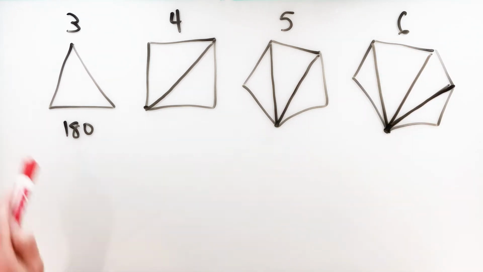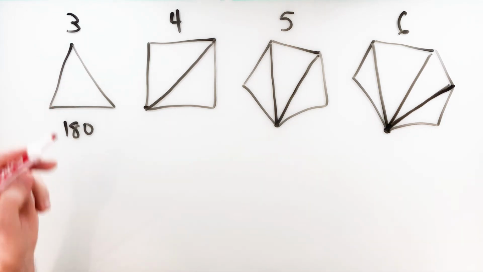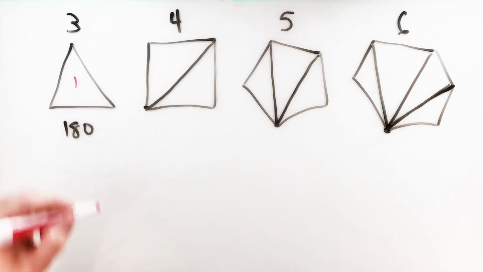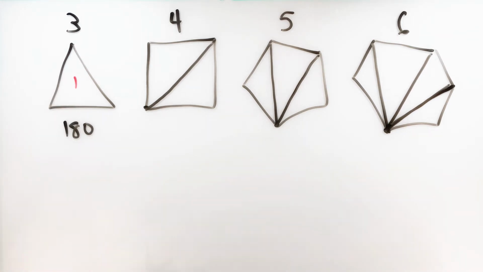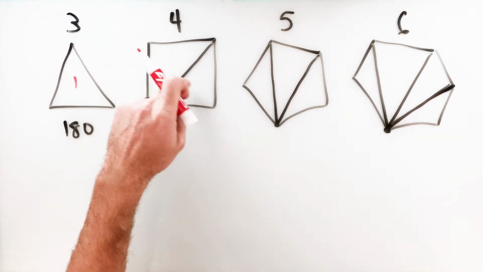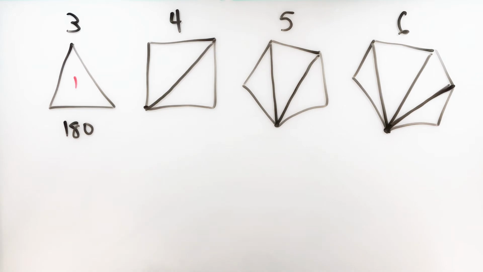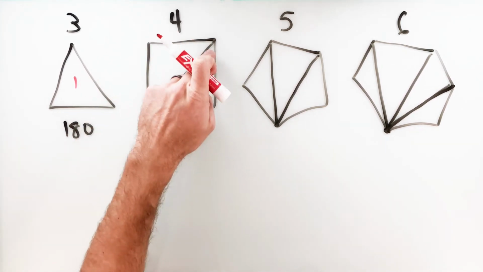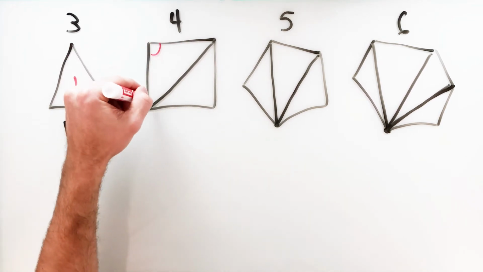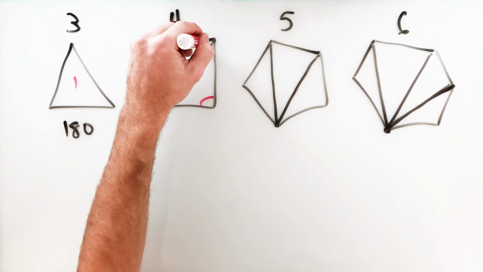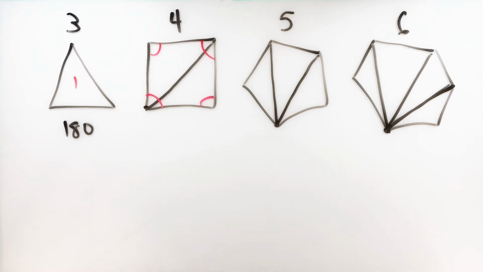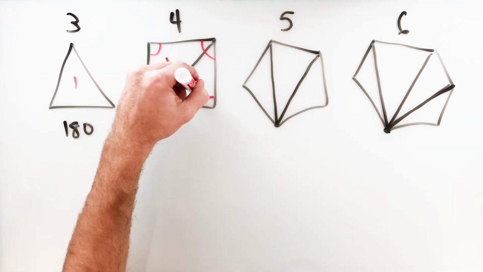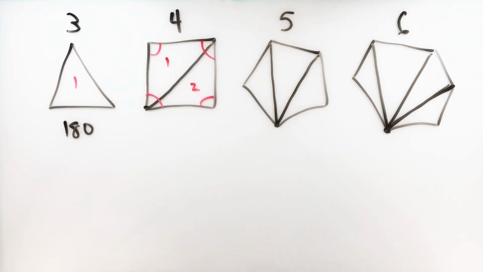Now if you look at these, again, we know that a triangle is 180 degrees, and there is one triangle in this figure. If we break up the quadrilateral, we end up with two triangles, where the sum of all the angles in this triangle and the sum of all the angles in this triangle really is the total sum of the angles inside of the quadrilateral. So if we add those up, we get the sum of all the angles in the quadrilateral. And notice that there are two triangles in this figure.